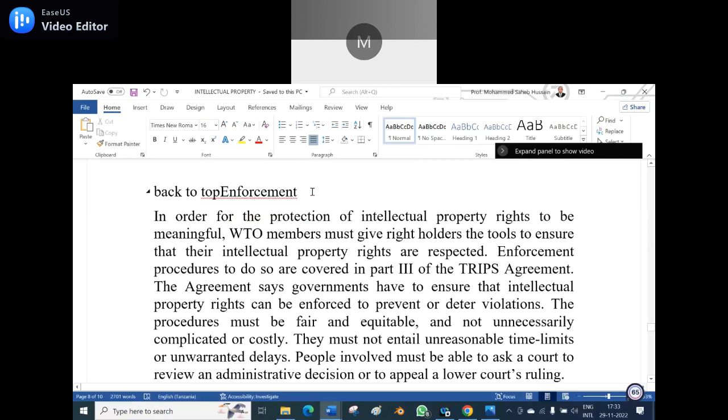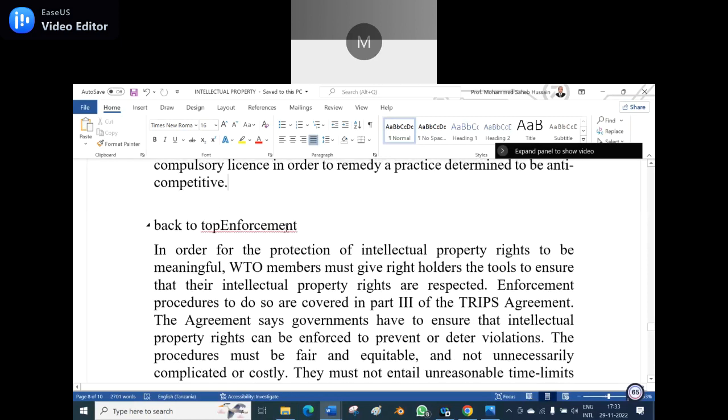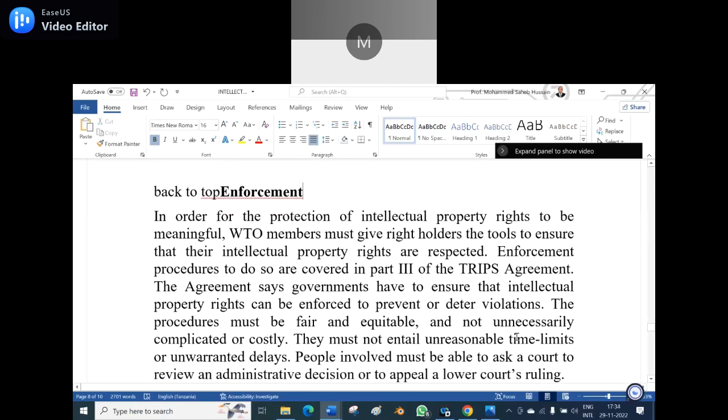Okay, there is a problem, I think, but that is all. Okay, now enforcement. This is the point which I want to make out, which I highlighted here. When you say enforcement, in order for the protection of intellectual property rights to be meaningful, WTO members must give right holders the tools to ensure that their intellectual property rights are respected. That means there would be a machinery to protect the rights of this intellectual property.